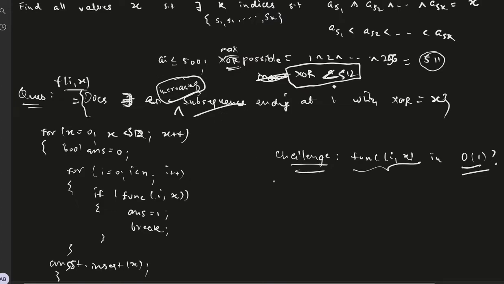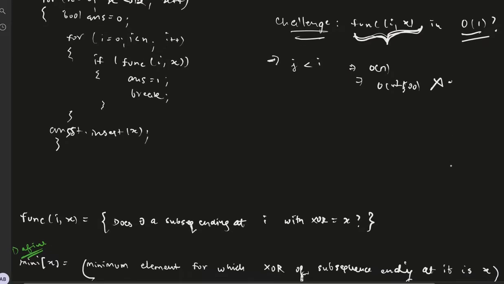One option is to iterate on all the indices j less than i, but then f(i, x) won't be order of 1, it will be order of n. So the overall complexity would be order of n squared times 500, which is not allowed.